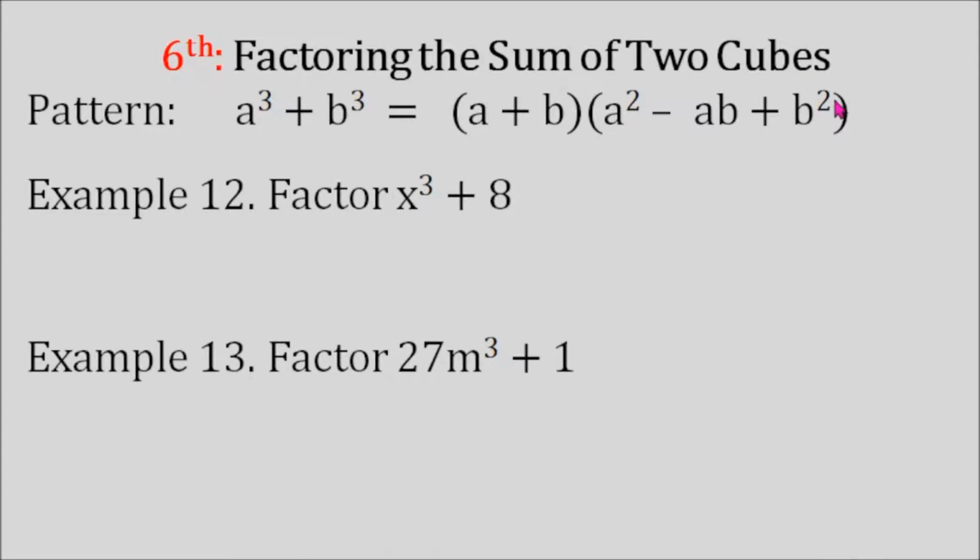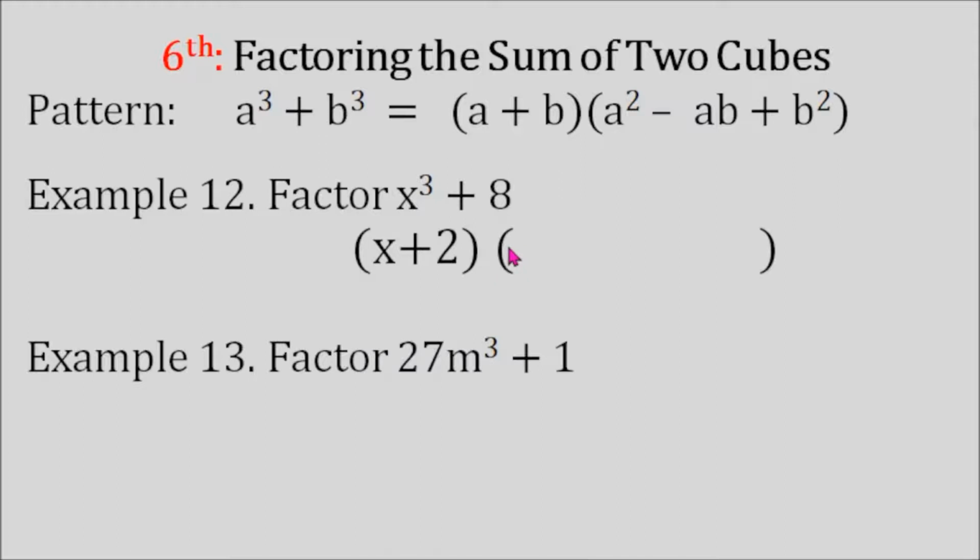The last term here is b squared, it's just the square of the second term here, b. Now we will follow this pattern in factoring example number 12. Factor x cubed plus 8. The cube root of x cubed is x, and the cube root of 8 is 2. So our binomial factor is x plus 2.